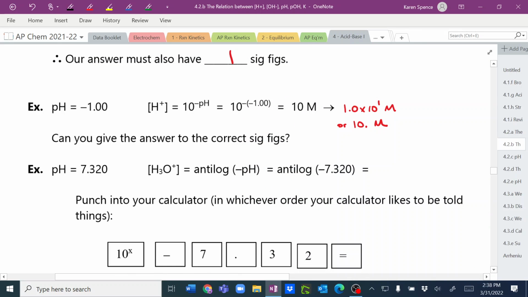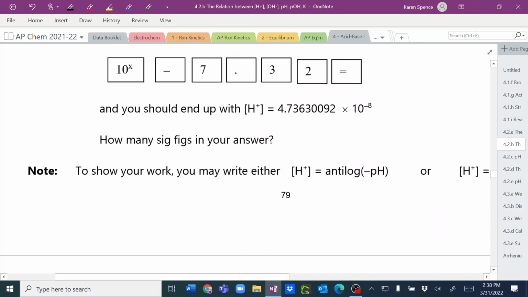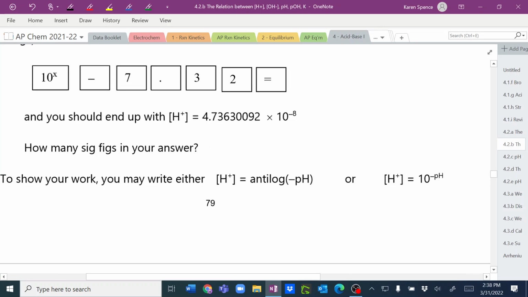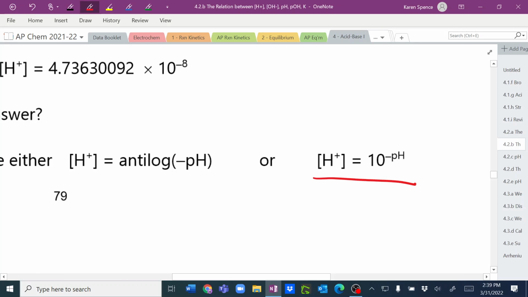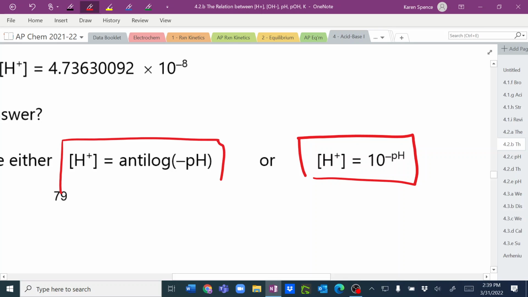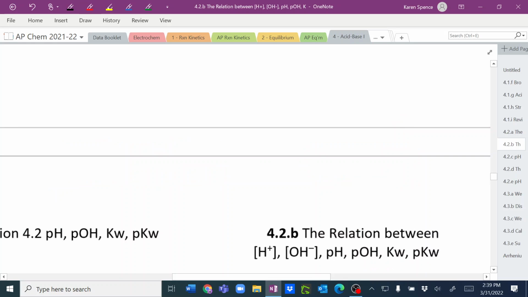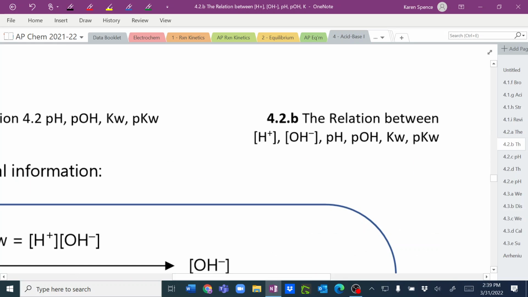So do you need a lesson in plugging into your calculator? Are you capable of doing that? That's good. All right. You can show your work either way. You can either write H is equal to 10 to the negative pH, or you can write H is equal to antilog of negative pH. This is my favorite because it's shorter. And besides, that's what it says on your calculator, so it helps you remember.